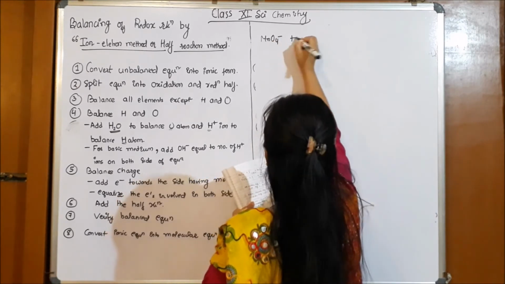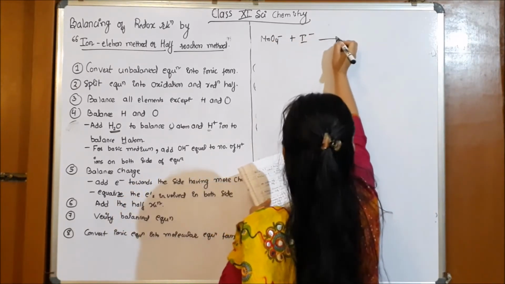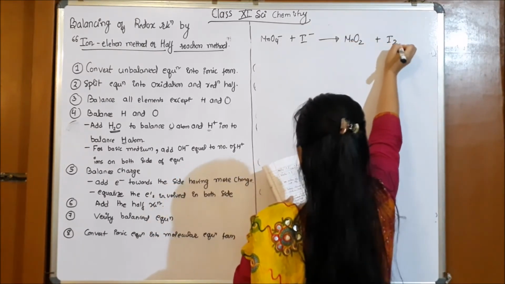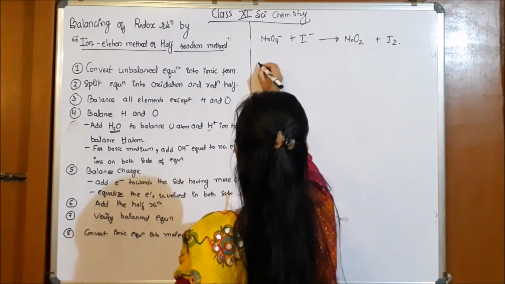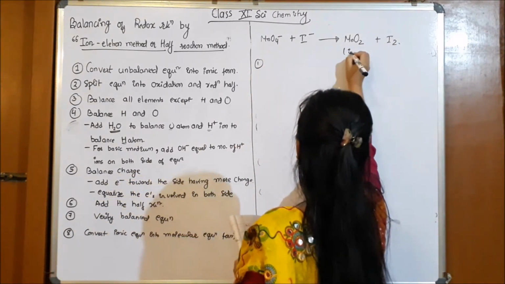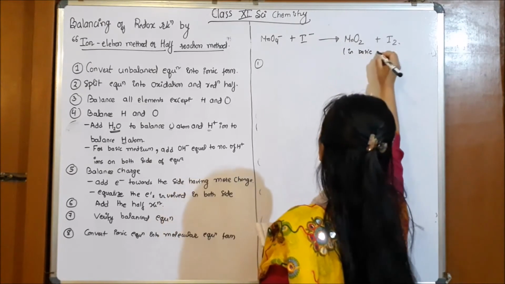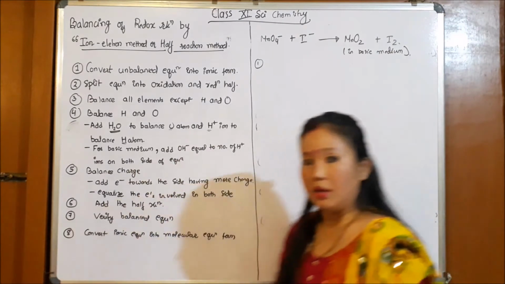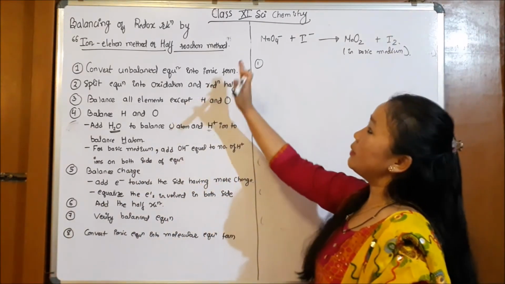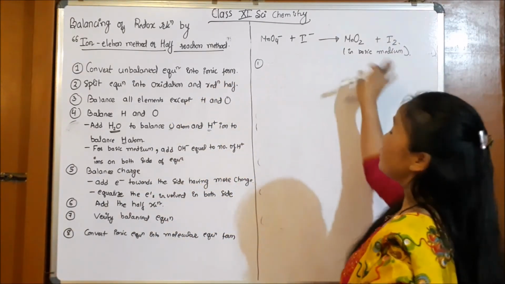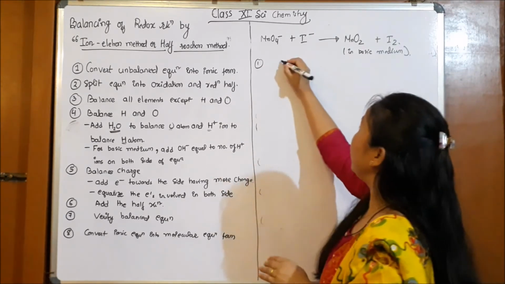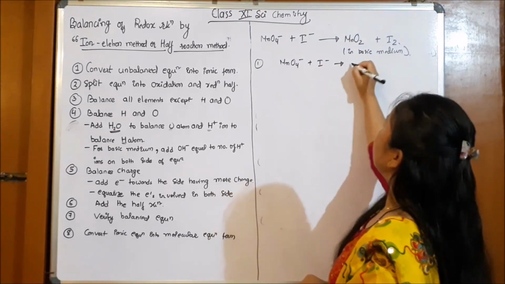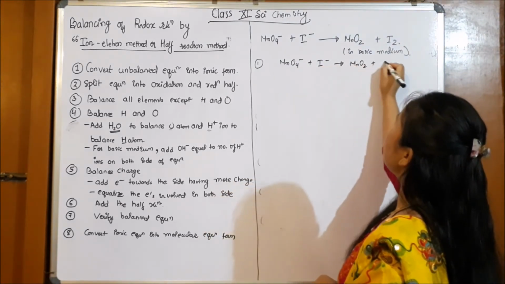Permanganate छ iodide. This is iodide. Okay, manganese dioxide and iodine. ठीक है सर. So this is in basic medium. So your acidic medium, basic medium is very important while balancing equation. याद रखना है. Okay. So what is the first step? Convert the unbalanced equation into ionic form. So it is already in ionic form. Okay. No need to do anything. Just copy the question. Plus I minus then MnO2 plus I2.